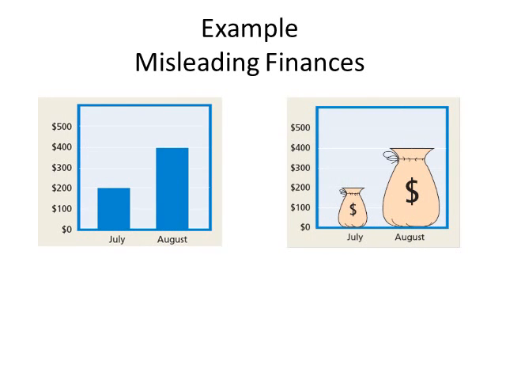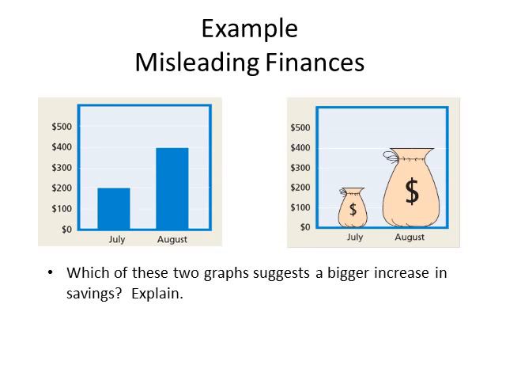Here's an example where we have two different diagrams. But the finances seem to be a little bit misleading, and so a lot of times to make graphs pop out and be interesting, people might use pictures, and these are called pictographs. So which of these two graphs suggests a bigger increase in savings?